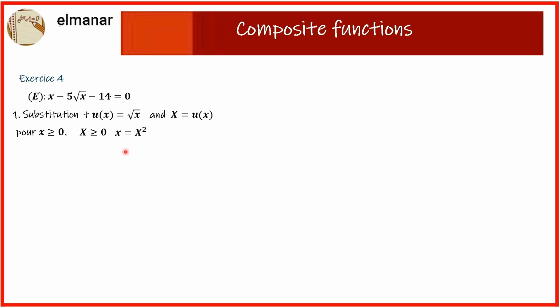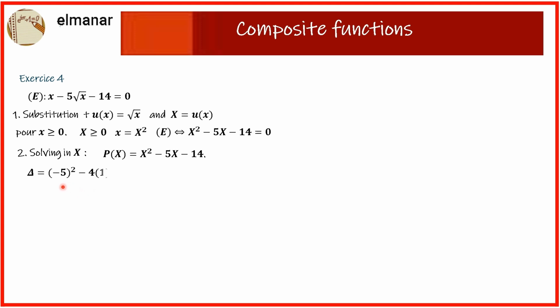The initial equation E is equivalent to X² − 5X − 14 = 0. Resolution in X. We consider the polynomial P(X) defined by P(X) = X² − 5X − 14. The discriminant delta is equal to (−5)² − 4 × 1 × (−14), which is 25 + 56, equal to 81.